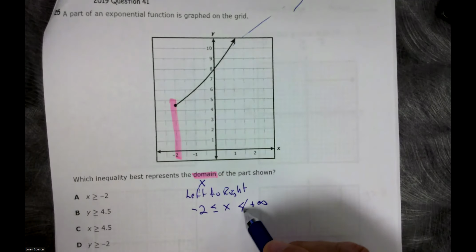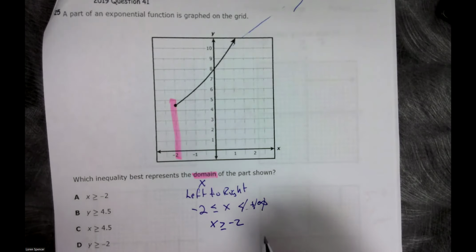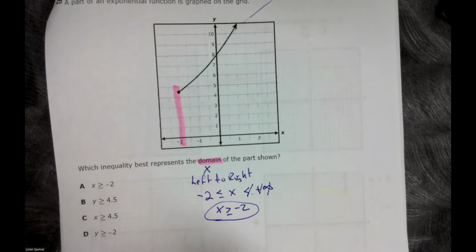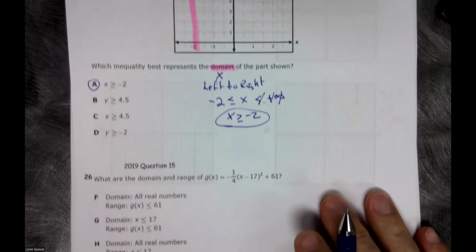You can't have that, so that gets crossed out. So we need to flip it, and we have x is greater than or equal to -2. Best answer choice is A. All right, this last one.